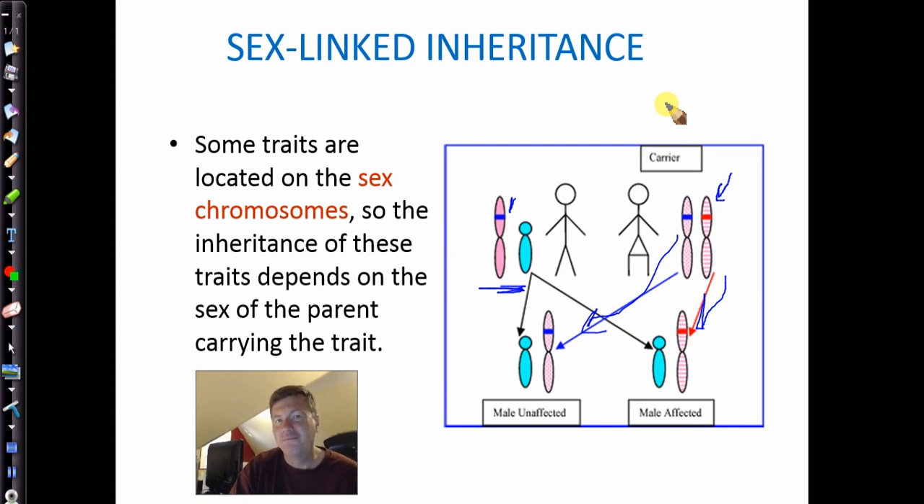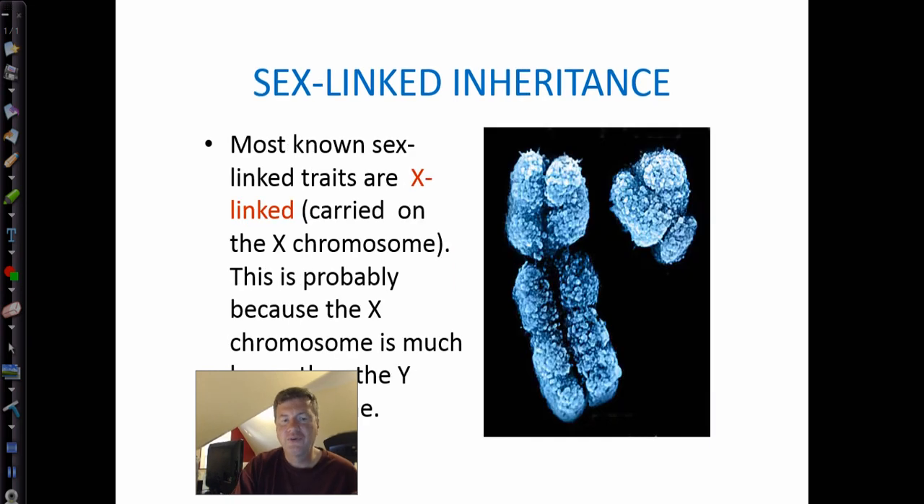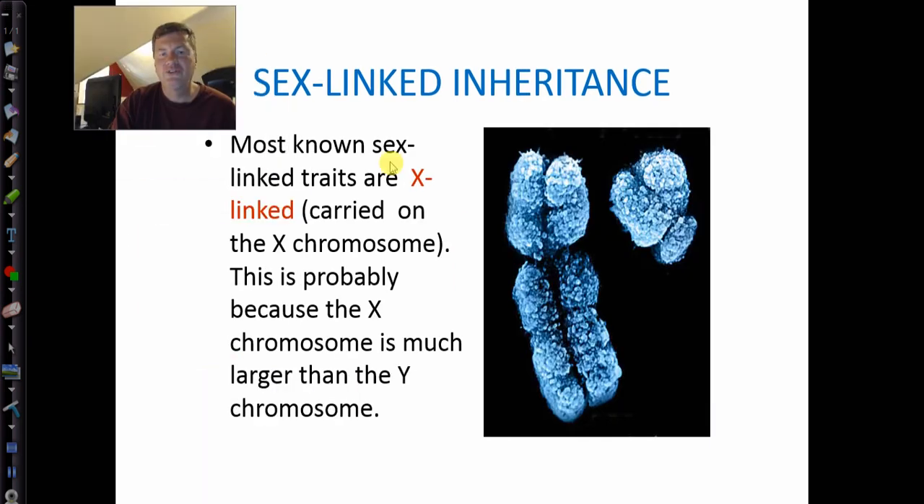So one of the main characteristics of sex linkage is that these traits are more common in males than they are in females, because there's more ways for males to get it, or it's easier for males to get it than for females. And again, the reason why is most likely due to the fact that the X chromosome is this nice, big, robust chromosome that has quite a few genes on it.